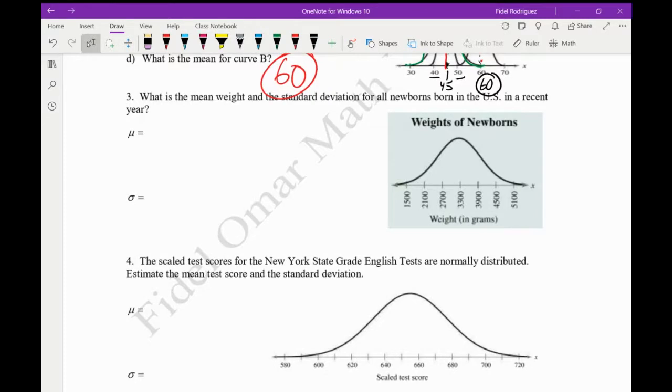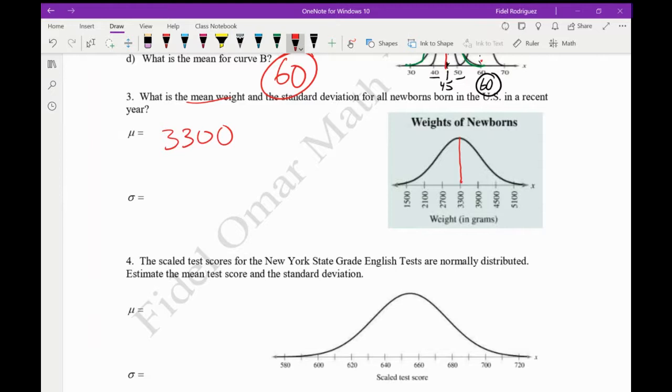Now if I scroll down here and take a look at part 3, it says, what's the mean weight and the standard deviation for all newborns in the US in a recent year? Remember, the first thing I'm going to do is look for my mean. The mean is going to be the number that's right in the middle, right? That number looks like it's going to be about 3,300.